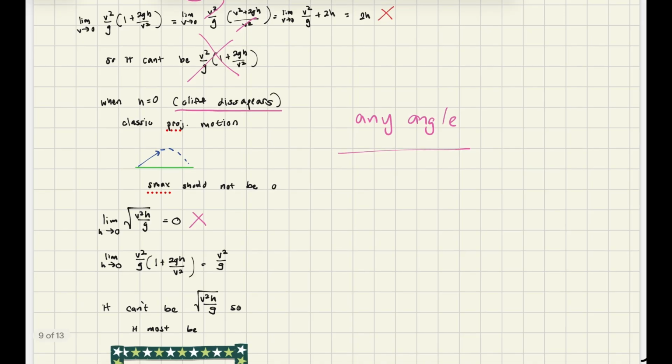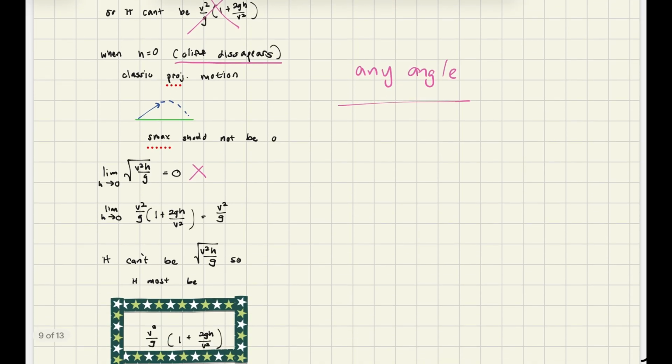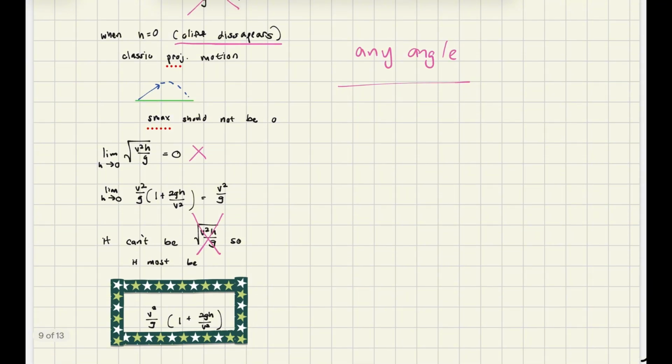So now we know it can't be the square root of v squared h over g, so it must be v squared over g times 1 plus 2gh over v squared. This goes into some other stuff like actually solving it, but as you can see, the limit as h goes to 0 of the correct one goes to v squared over g. And this is actually the max horizontal distance for projectile motion. So that also enforces that we are right.